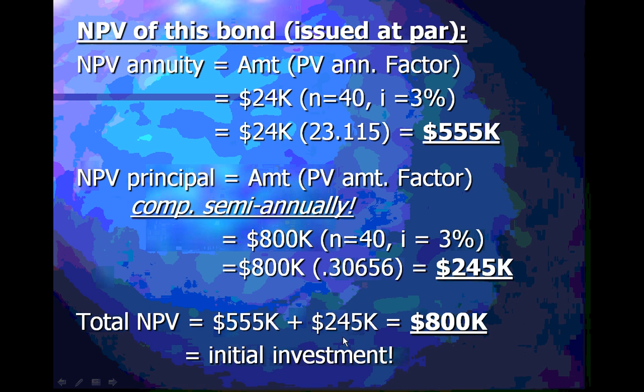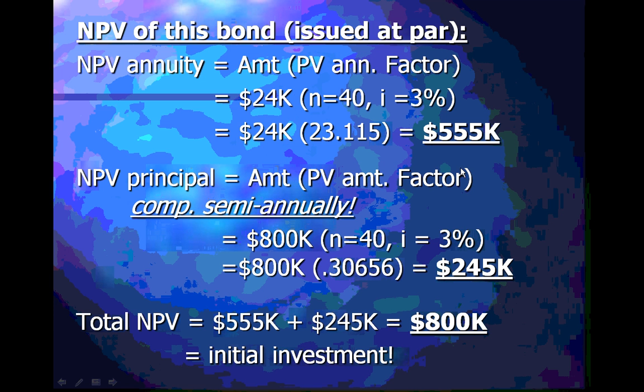There you go. Now, a lot of people are stunned by this. You'll get your $800,000 back in 20 years, but that's so far out, so long into the future, that it's actually worth $245,000 today. What's worth more is the actual interest payments that you're locking in when you invest. The interest payments are worth $555,000. This annuity, 40 payments of 24K each, is worth more than getting your principal back.